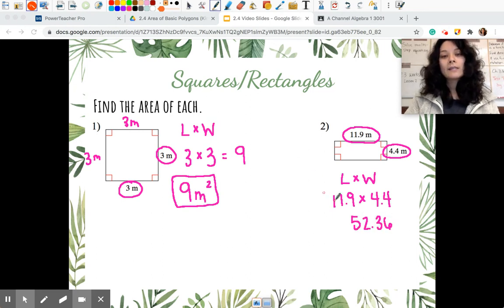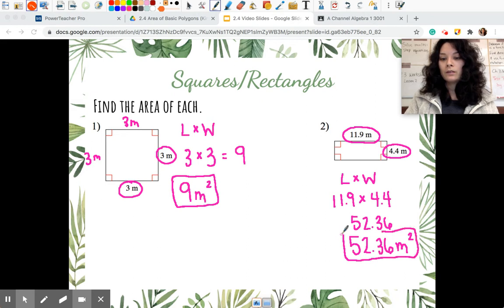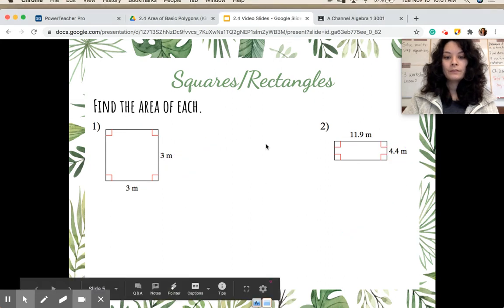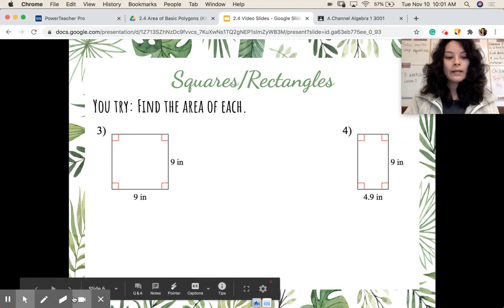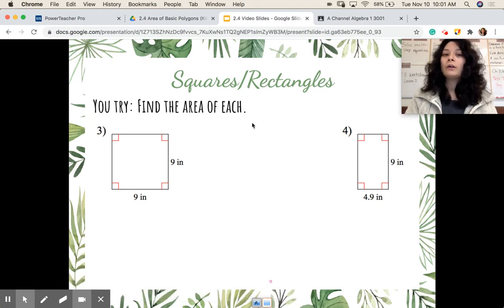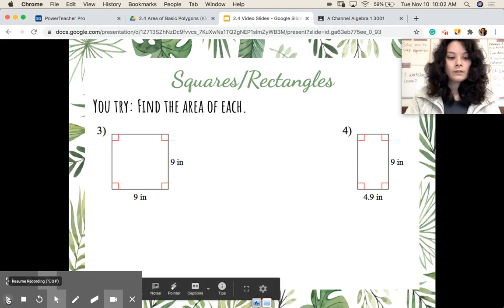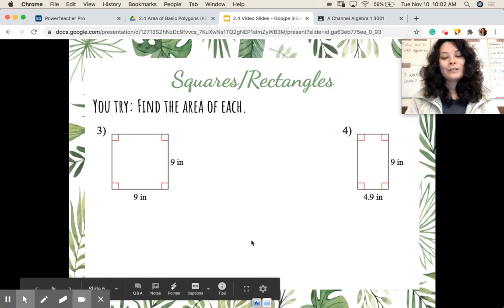52.36. The last thing I need to do on that answer is include my units. Since this shape had units of meters, I'm going to put meters. And remember, we're squaring those meters, just the units though. Here is my final answer. Okay, so go ahead and pause the video here, give these a try, and then when you unpause, we'll go over the solutions.